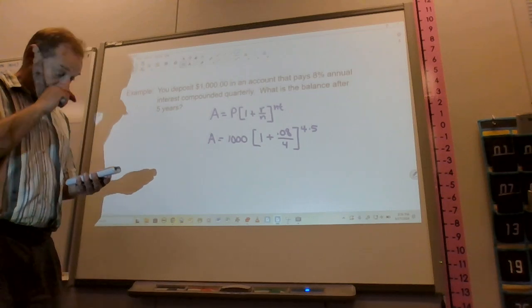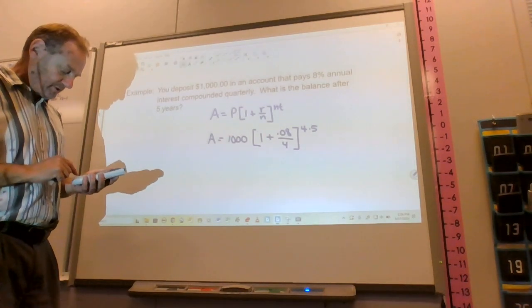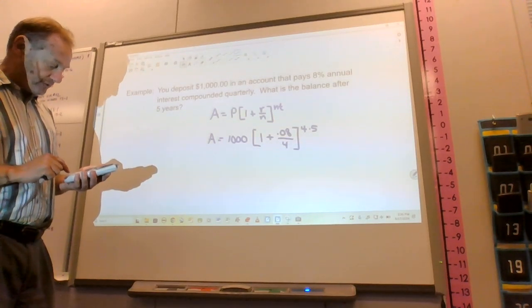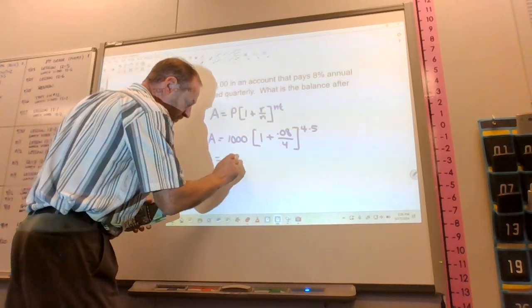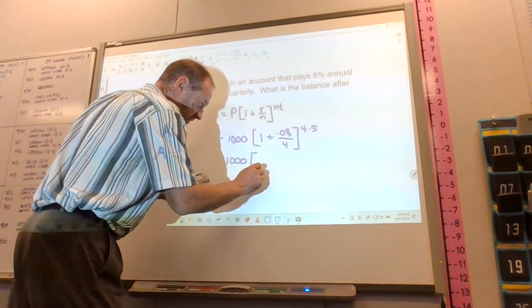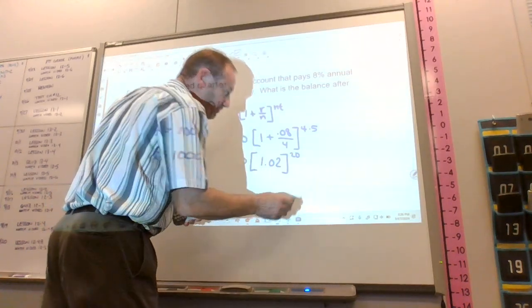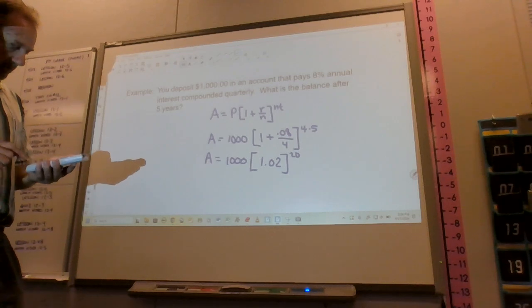So I'm going to grab my handy dandy TI-84 Plus C Silver Edition graphing calculator, or a reasonable facsimile thereof. 0.08 divided by 4 is 0.02 plus 1. So this is going to be 1,000 times 1.02 to the 20th power. 4 times 5 is 20. Okay, so I'm going to take that to the 20th power.